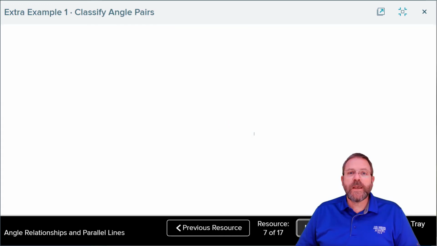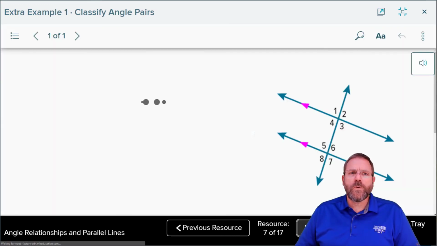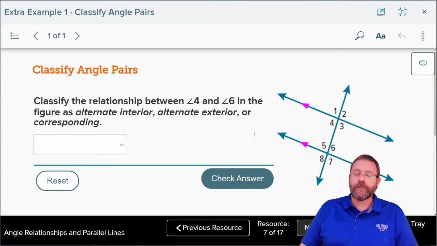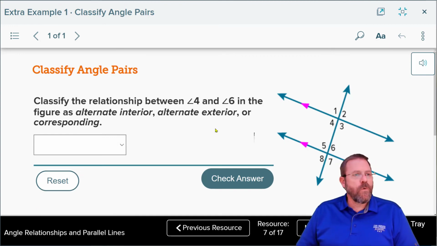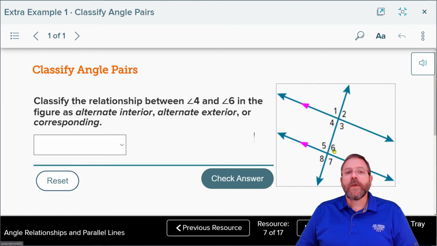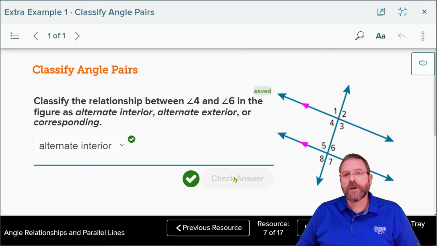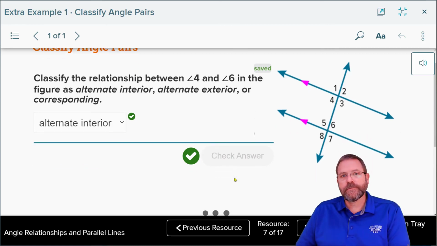Let's get into extra example number 1, where you're going to pause the video and answer the question on your own. Go. We're looking at angle 4 and angle 6. 4 is right here, 6 is right here. They're on alternate sides of the transversal, and they're interior to the parallel lines. That means they're going to be alternate interior angles. Check our answer, and our answer checks.